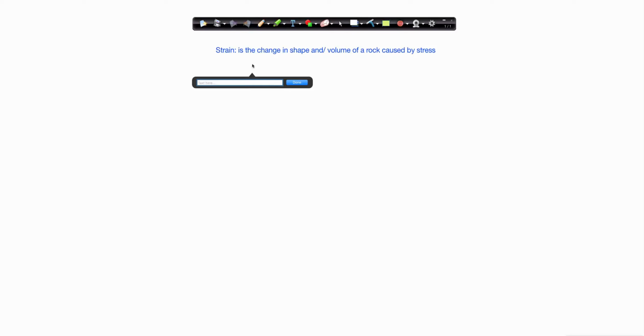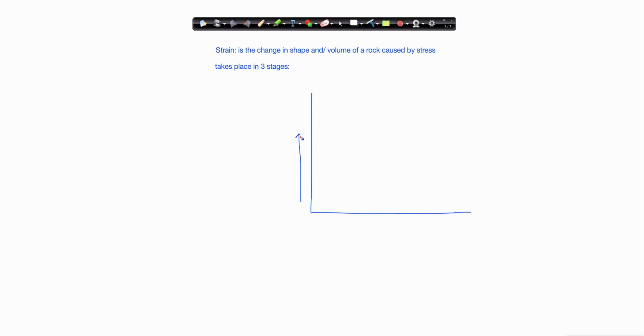Strain takes place in three stages. So I'm going to draw a little graph because we love graphs. This side is going to be stress increasing, and this side is going to be strain, increasing that way. So stress is the pressure being placed on the rock, strain is the change in shape of the rock.